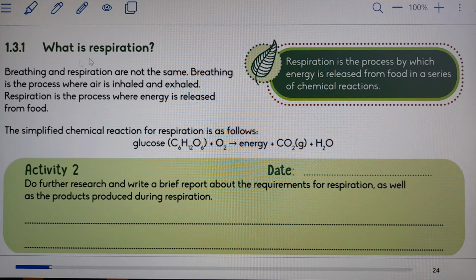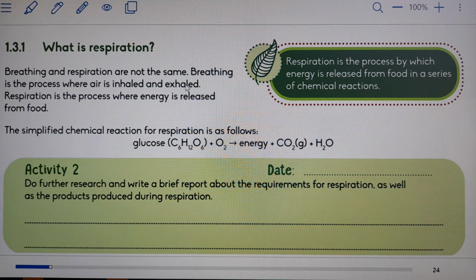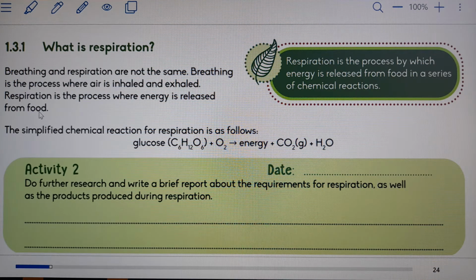Breathing and respiration are not the same. Please take note. Breathing is the process where air is inhaled and exhaled, inhaled inward and exhaled outside. Respiration is the process where energy is released from food. Breathing is inhaling and exhaling. Respiration is the process where energy is released from food.